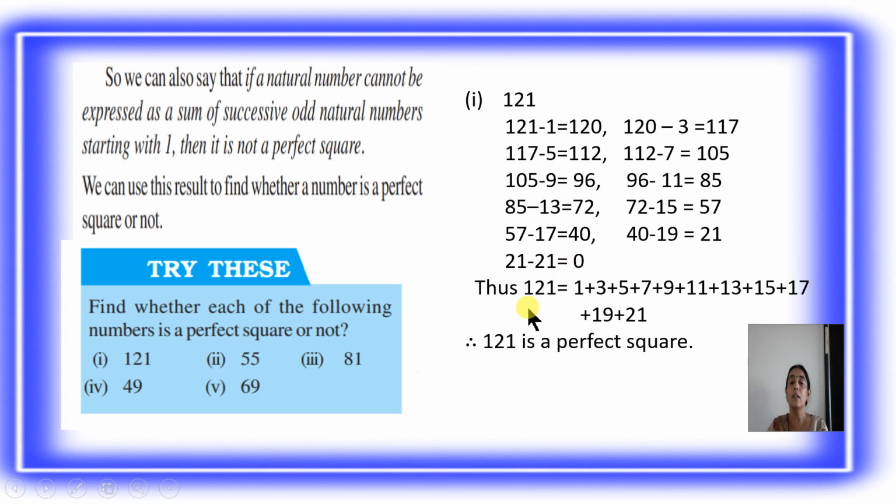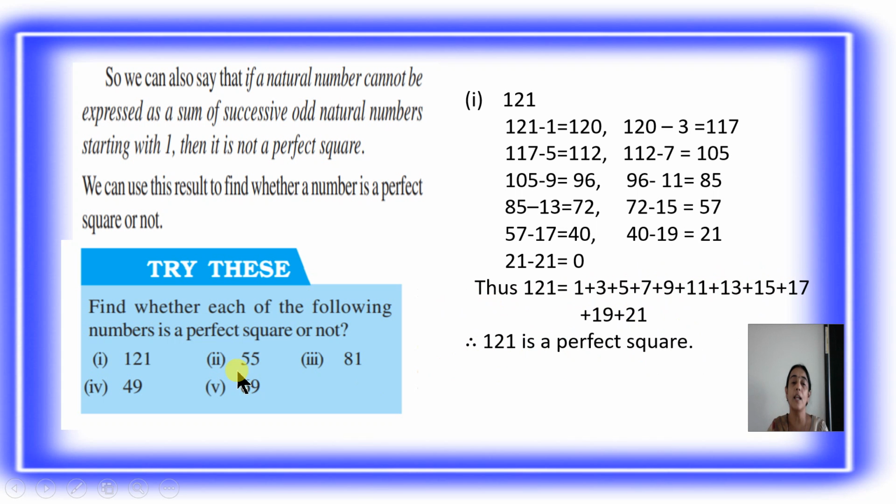Thus 121 is equal to 1 plus 3 plus 5 plus 7 plus 9 plus 11 plus 13 plus 15 plus 17 plus 19 and 21. So therefore 121 is a perfect square. It is because there are 11 numbers: 1, 2, 3, 4, 5, 6, 7, 8, 9, 10 and 11. So that is equal to 11 square and that is a perfect square.